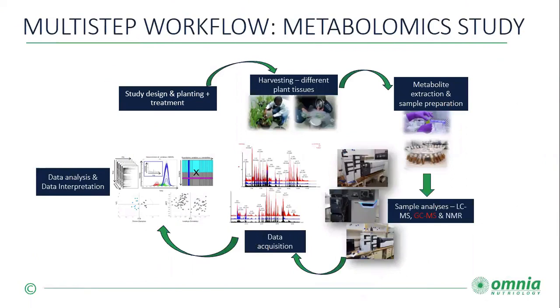Now, if we have a look at a typical multi-step workflow of a metabolomic study, it would look something like this. You start first with your study design, planting, and application of your treatments, which then progresses through to the harvesting of different plant tissues at specific physiological stages, post-drought, salt, or moisture stress. Samples are frozen in time and then sent through to the laboratory where sample preparation and metabolite extraction is performed.